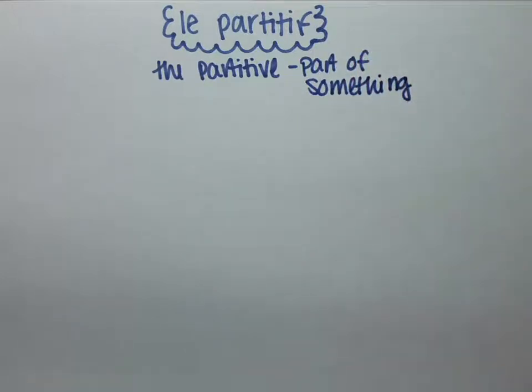Usually, the partitive is used with food, right? Because you want part of a pizza, but you don't want a whole pizza. So you only want part of it, you don't want all of it. Now, the nice thing about the partitive is that you already know it. You just don't know how to use it or what it's called, but you already know what the partitive consists of.